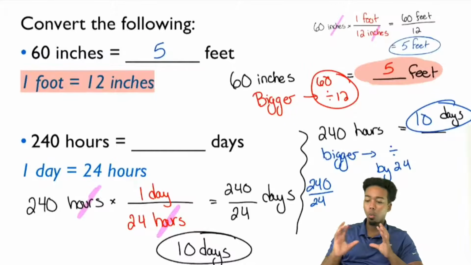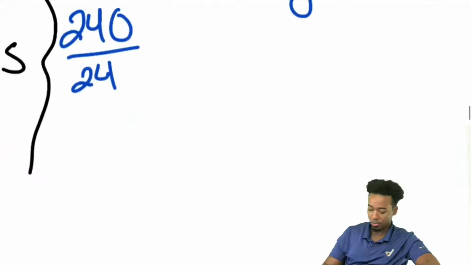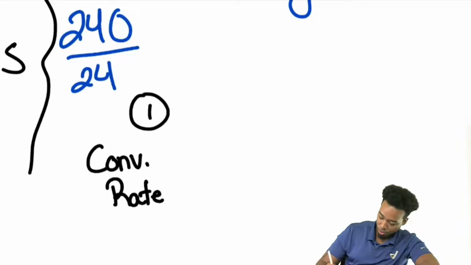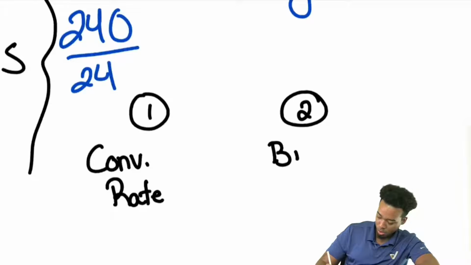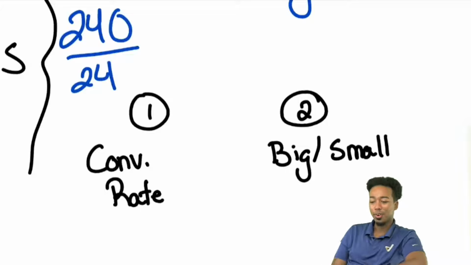So I hope that one of these ways makes more sense to you, but I want to go ahead and probe you guys real quick. Do you prefer method one, the conversion rate, or number two, the big small method? Which way do you prefer?